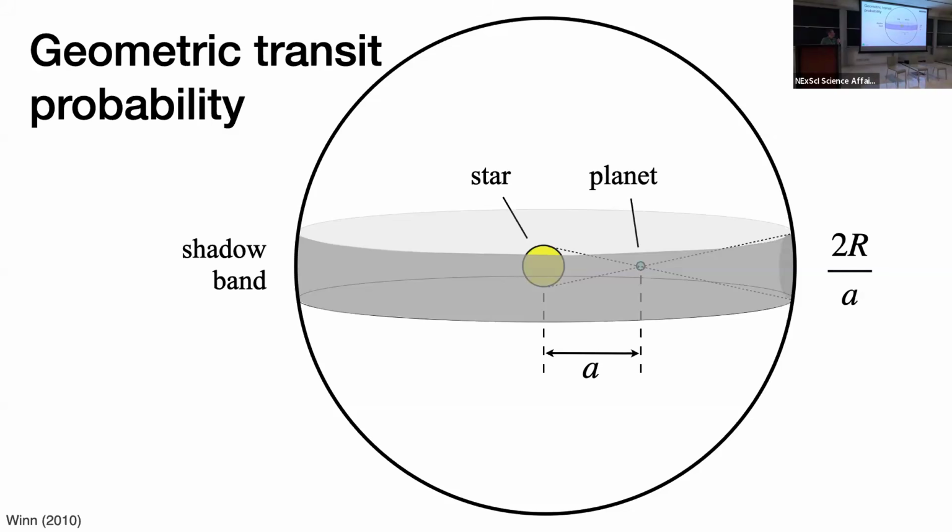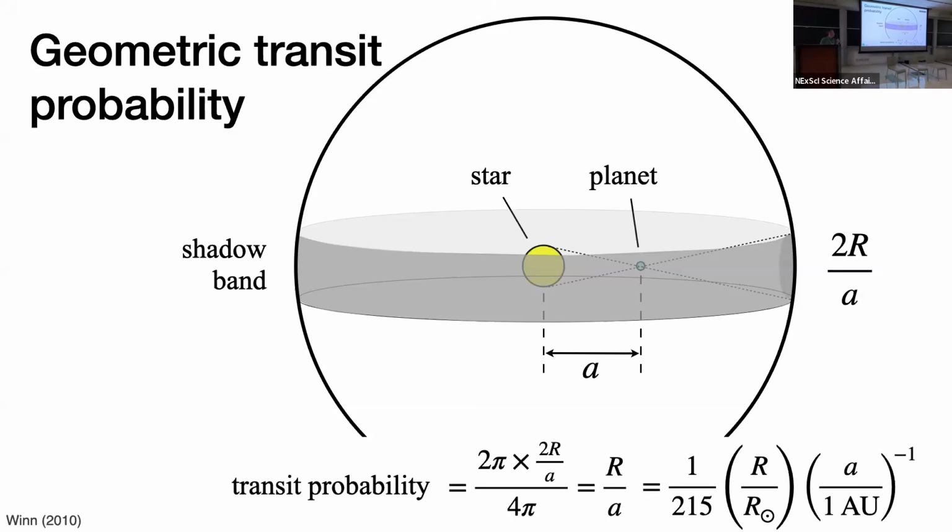So the probability for a randomly located observer somewhere on this celestial sphere to see transits is the solid angle of that shadow band divided by the total solid angle of the sphere, 4 pi. That turns out to be the radius of the star divided by the radius of the orbit, which for Earth, for a planet at 1 AU going around a sun-like star, is only 1/215th. So the transit method has this tragic flaw. It is blind to the overwhelming majority of planets that might be out there.